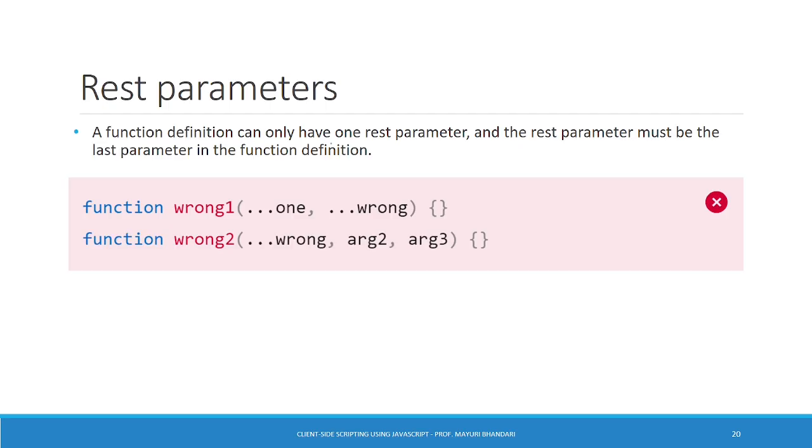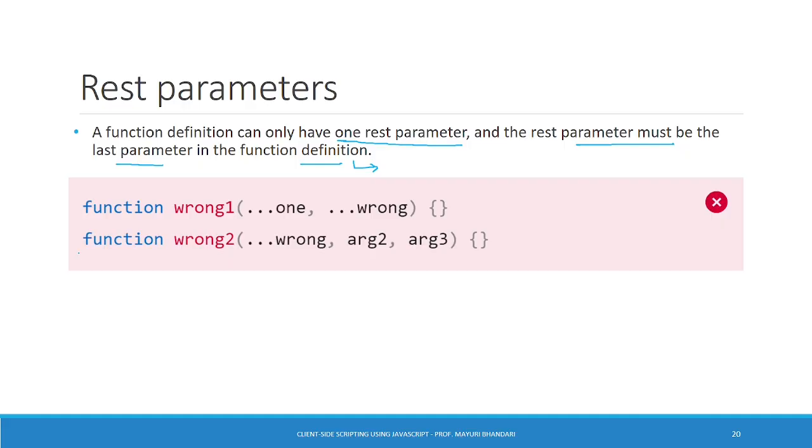In a function definition, it can only have one rest parameter, because with one rest parameter we can specify any number of arguments. So one rest parameter is sufficient for a function, and the rest parameter must be the last parameter in a function definition. From this we can understand that one function can have a mix of regular parameters and a rest parameter. But when you specify such parameters, the rest parameter should appear at the end.